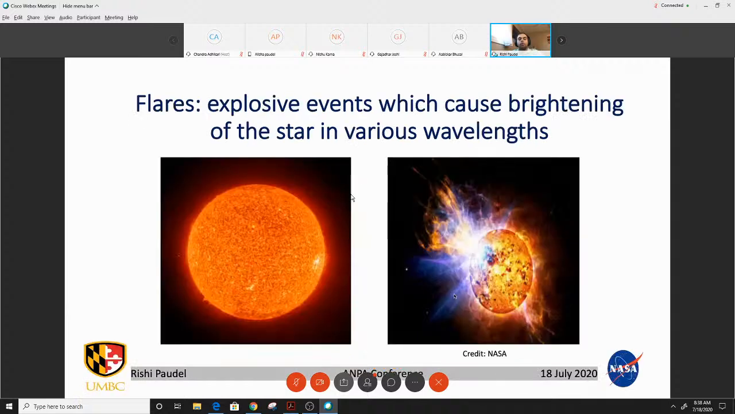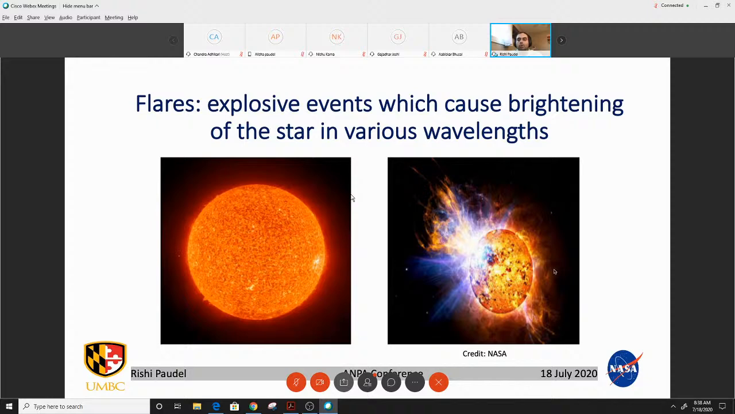I want to start by giving a brief introduction about flares and M dwarfs. Flares are explosive events which happen in the atmosphere of stars, so that the stars become very bright in different wavelengths. This is an example of a star which is very quiet and not flaring. Of course, it is our Sun. And this is a star which is flaring, and it is bright in many wavelengths.